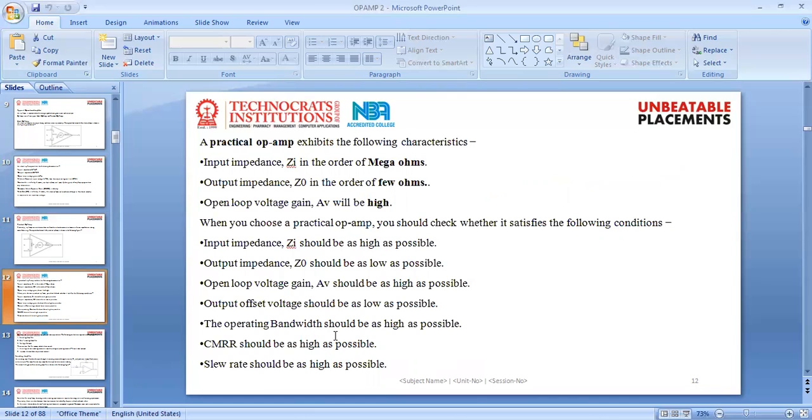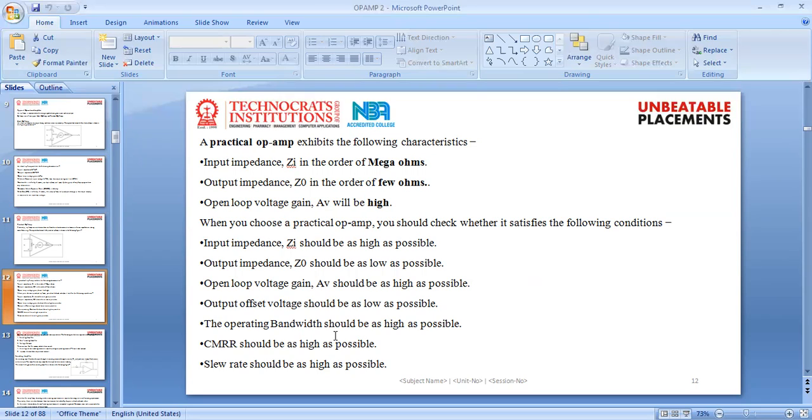When you choose a practical op-amp, you should check whether it satisfies the following conditions. First one is input impedance Zi should be as high as possible. Output impedance Z0 should be as low as possible. Open loop voltage gain AD should be as high as possible. Output offset voltage should be as low as possible. The operation bandwidth should be as high as possible. CMRR should be as high as possible. Slew rate should be as high as possible. Note all those points.